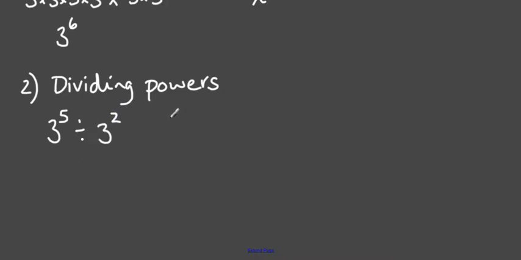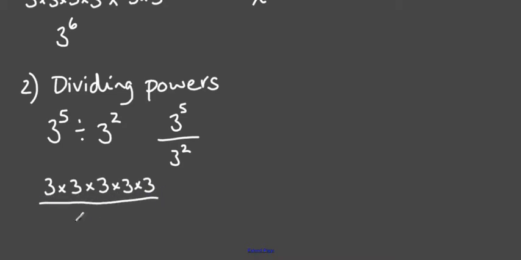I can write it like this, or I can write it in the algebra way with a fraction. Okay, in both cases, I'm going to take 3 times 3 times 3 times 3 times 3 in expanded form and divide that by 3 times 3. These are all similar factors, and that means that one of these 3's will cancel with one of those, because 3 divided by 3 is 1, and this 3 will cancel with this 3 as well. So that's going to be equal to 3 to the 3rd.